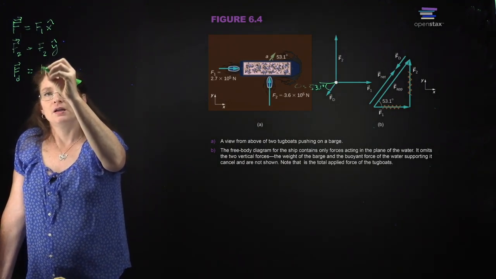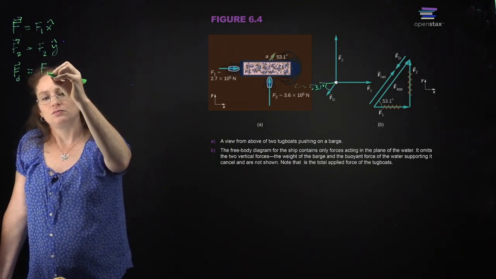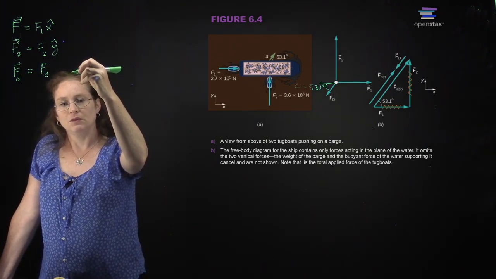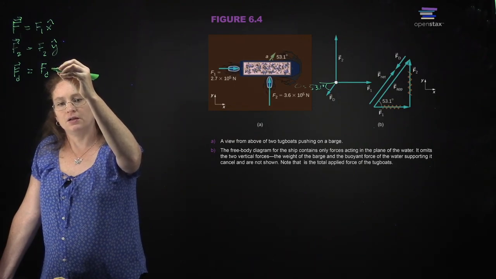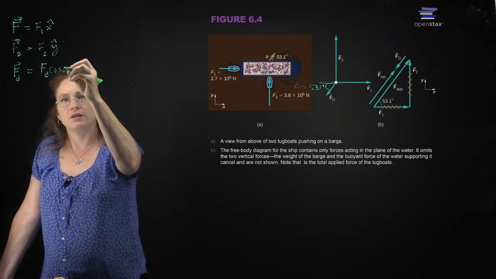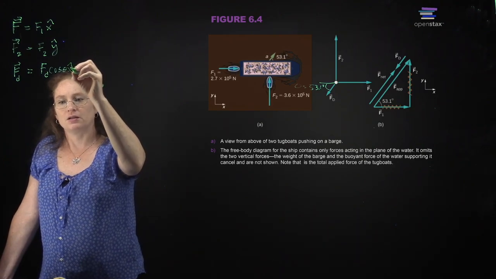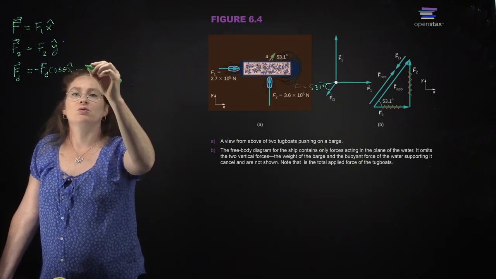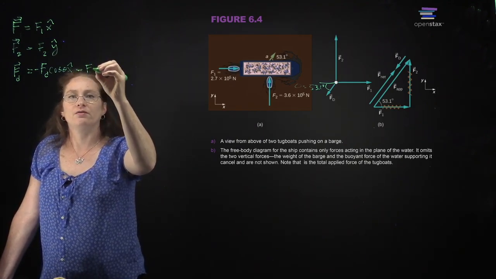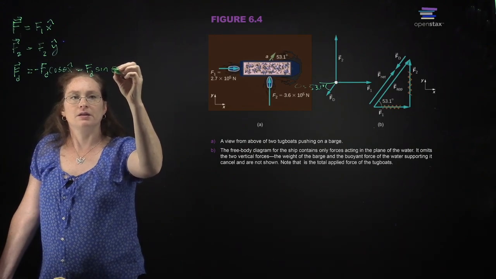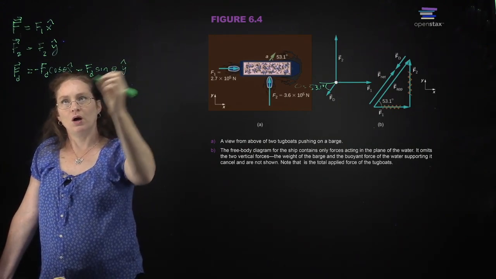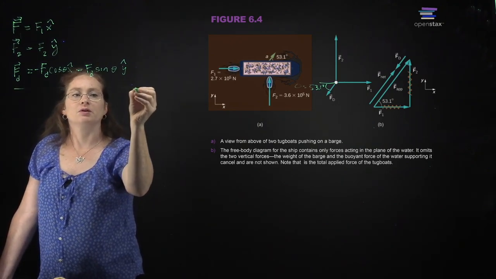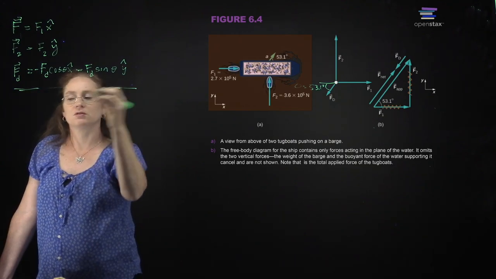So your force of drag is going to be FD cosine theta x hat, this is going to act in the negative direction, and then it's also going to act in the negative direction in the y direction, so negative FD sine theta y hat, and you can add up the total forces.